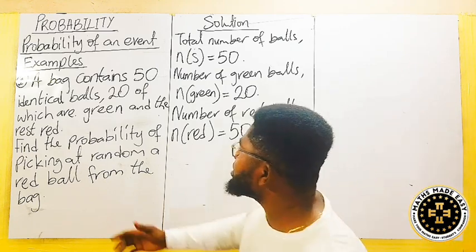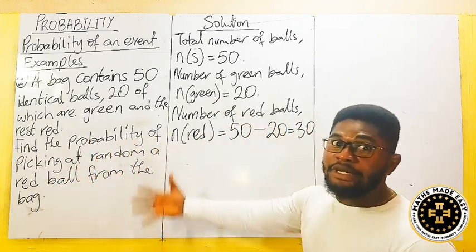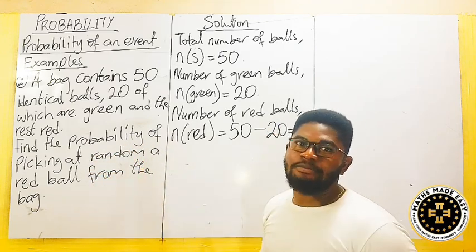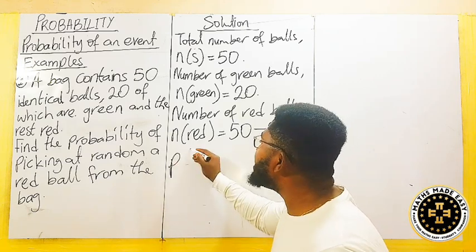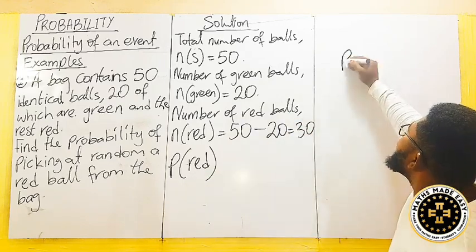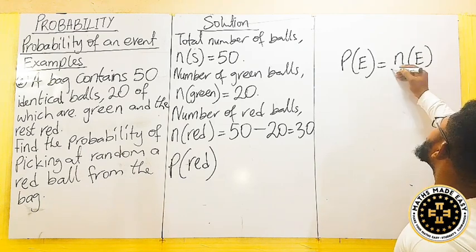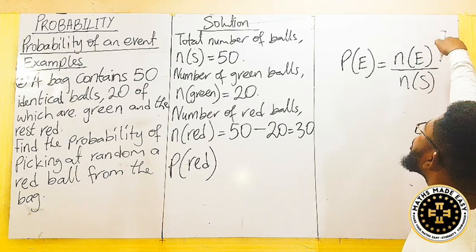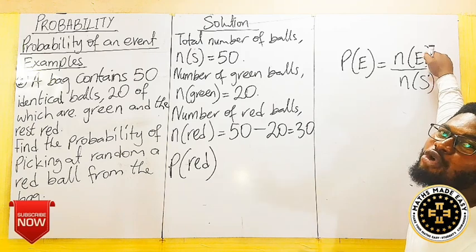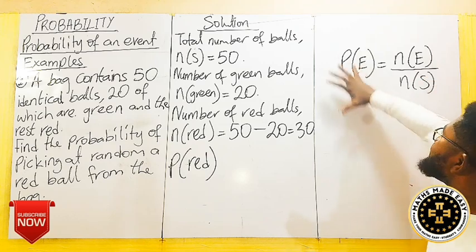Now let's go on. It says find the probability of picking at random a red ball from the bag. This is a probability question because of that word probability. It shows that we pick the red ball. So the event here is the red ball. So don't forget, we want the probability of picking red. So our event is red. From the general formula, probability of an event is equal to the number of the event over the number of the sample space. That is, the number of times the event occurs over the total possible outcome, that is the sample space. So this is the formula for probability.